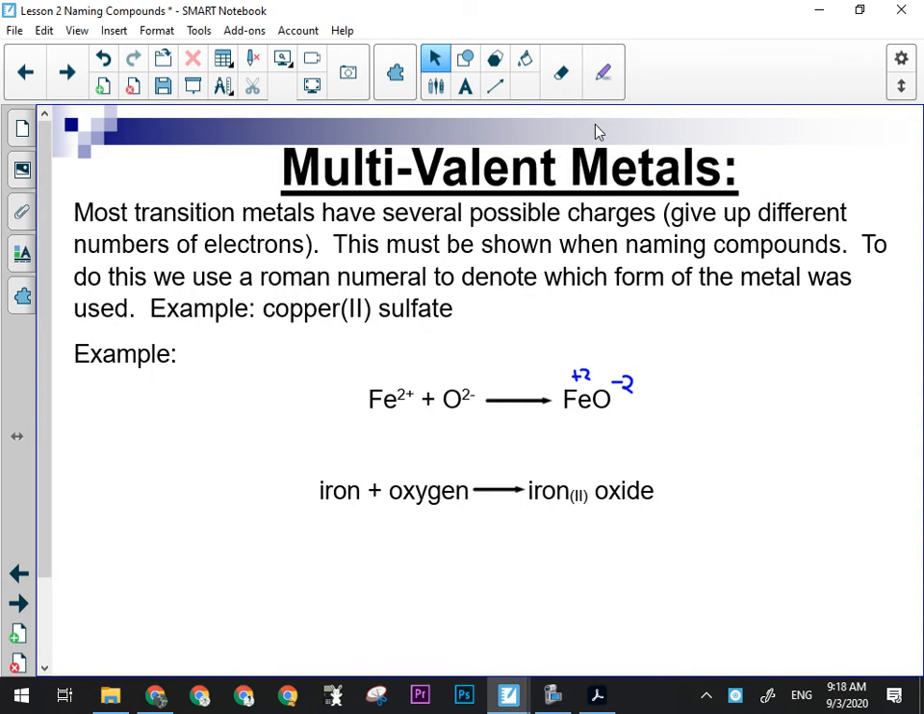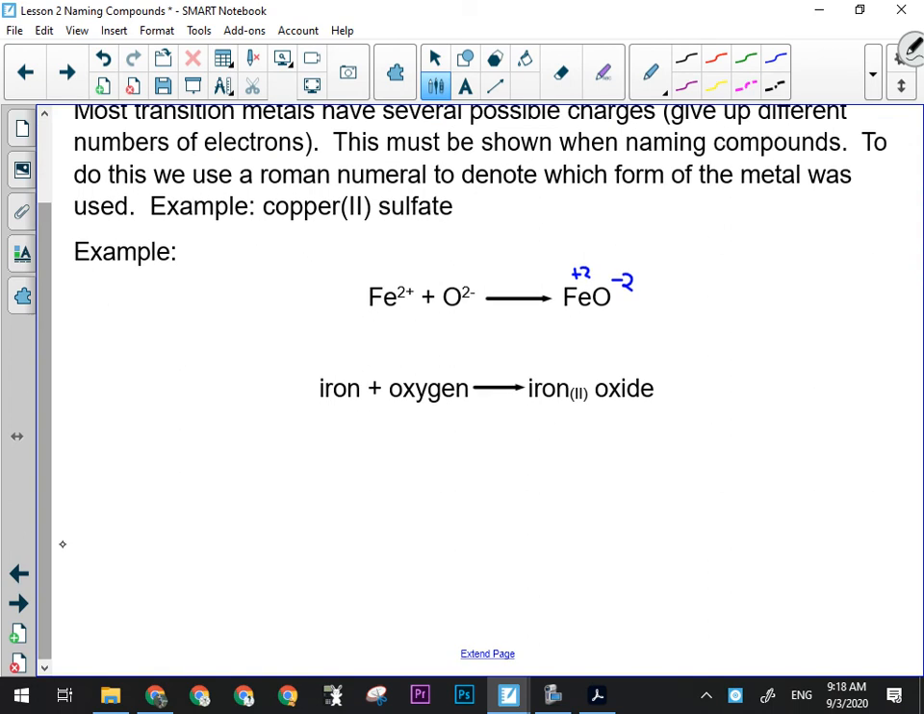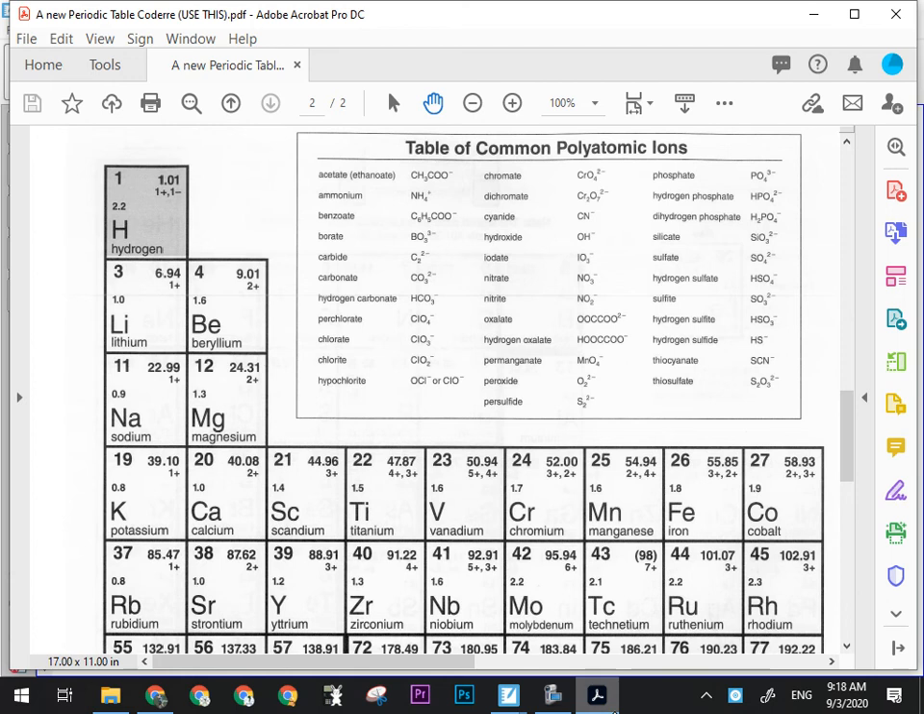Okay, so what if I have this compound instead? Let's go with MnO2. Okay. What's Mn? Manganese, okay? So this is how we're going to do this. We're just going to first off write the names out like it's any other ionic compound. Manganese oxide, okay? And then I'm going to have a look at my periodic table, and I see that manganese can be a 2 or a 4.